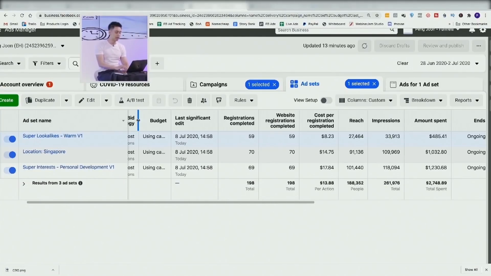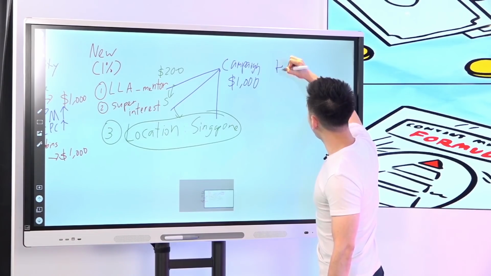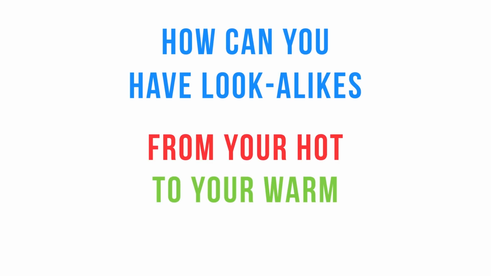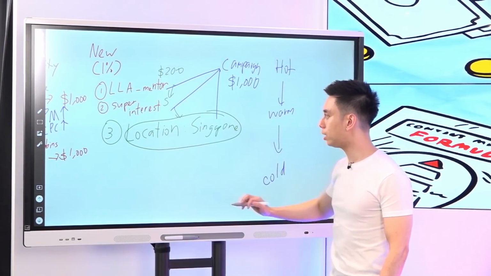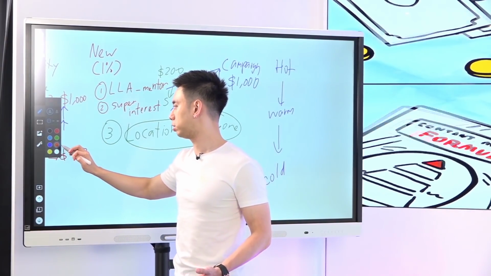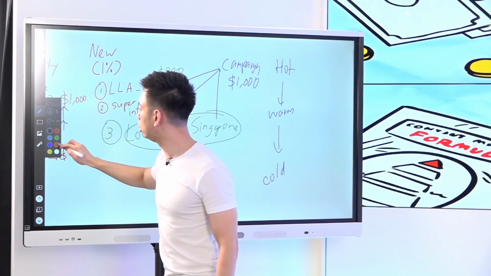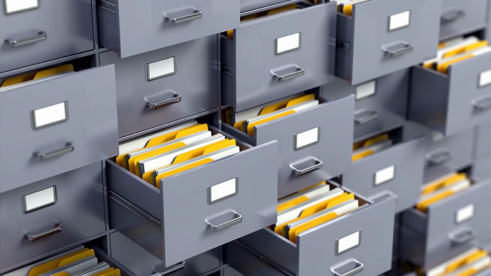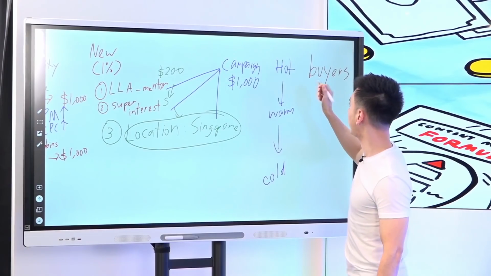How you can apply this and start creating your lookalike warm or hot audiences is to tear it down first. Think about how you can have lookalikes from your hot to your warm to your cold audience. So what does a lookalike audience look like? You always begin with your hottest audience. You always create a lookalike based on your buyers. People that have bought from you before, you pull out their emails and export them to Facebook, so that Facebook can now have a 1% lookalike of your buyers.